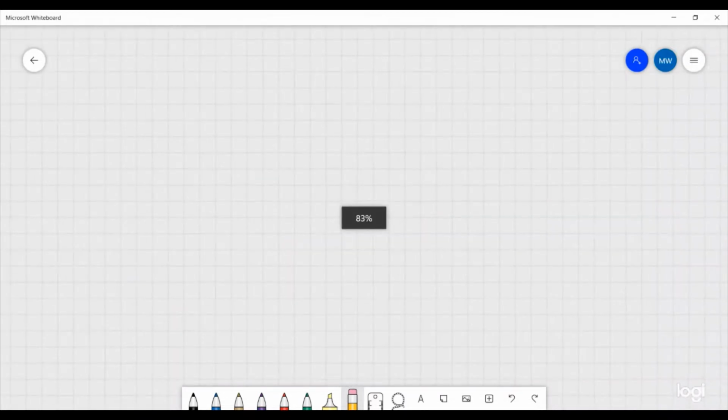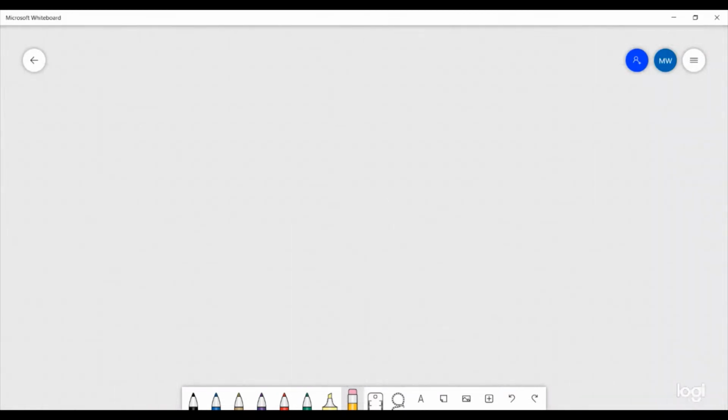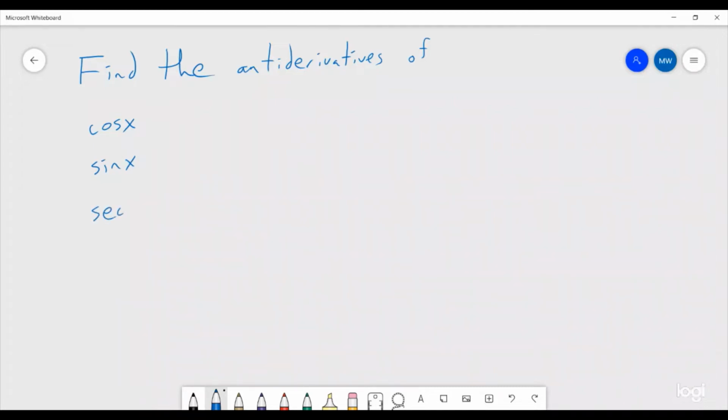So I'm going to just give a whole list of functions, and you're then going to need to figure out what the antiderivatives are. So find the antiderivatives of: we got cosine x, sine x, secant squared x, 5 secant x tangent x.